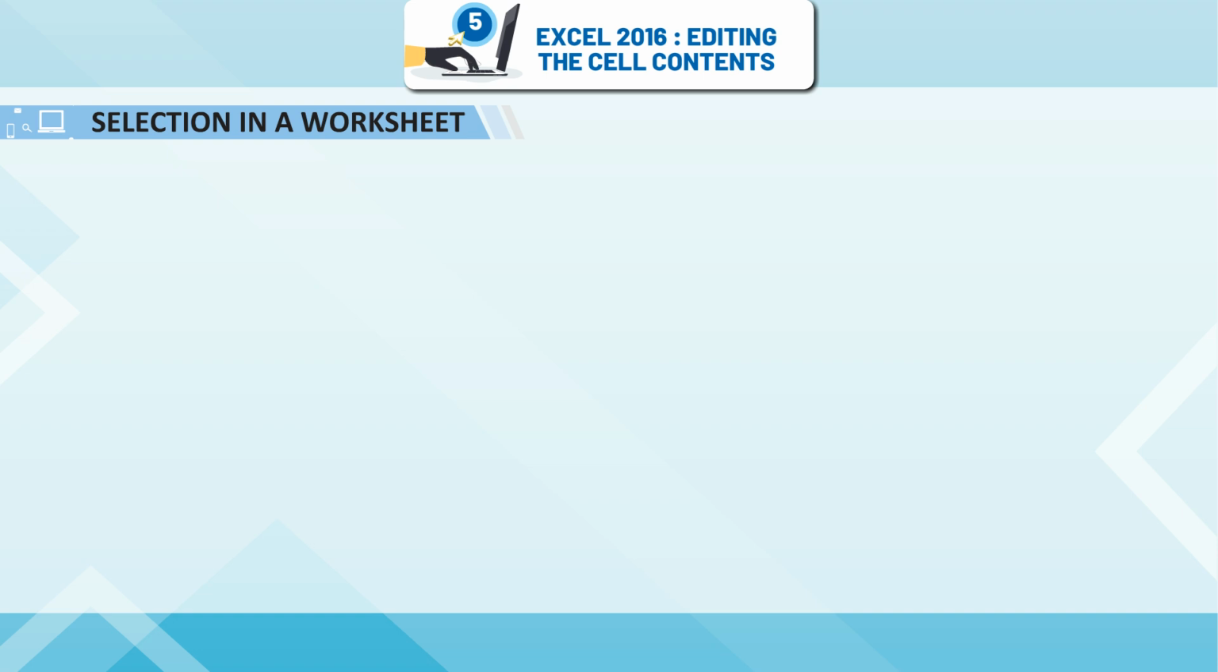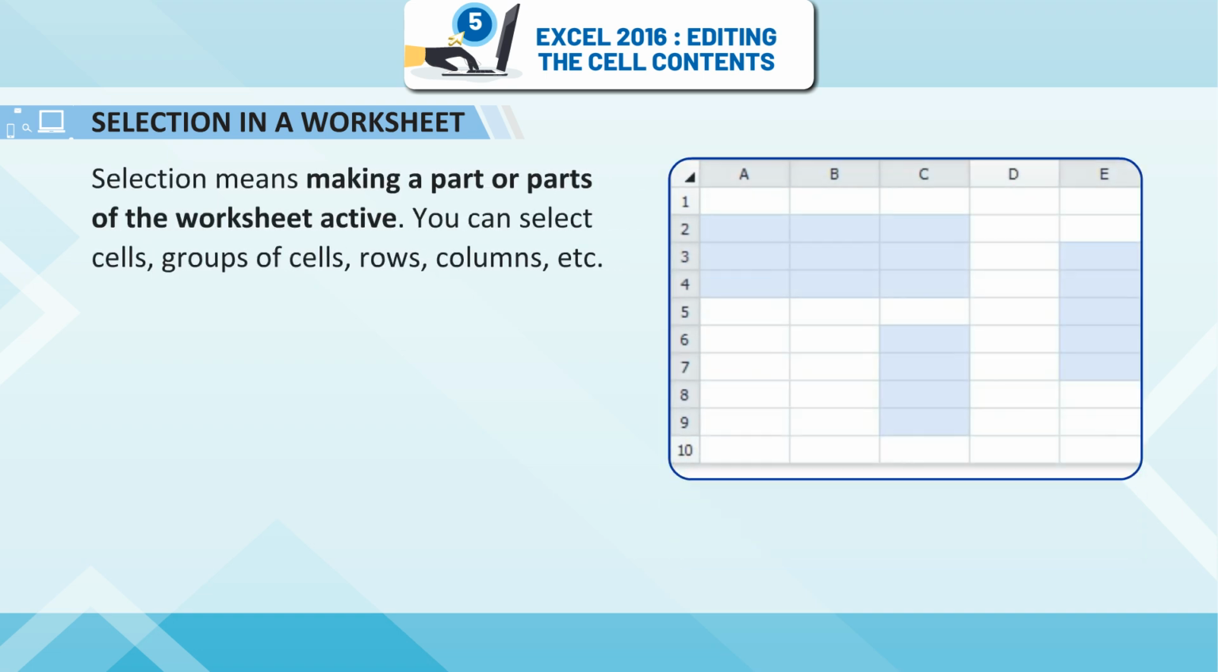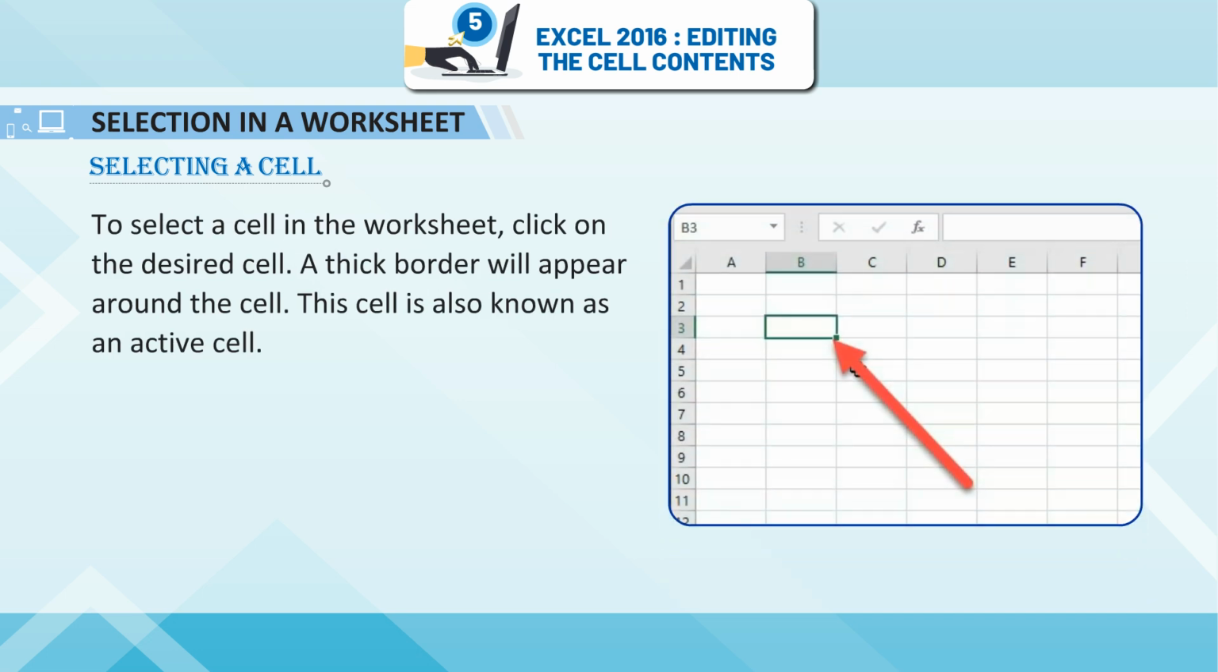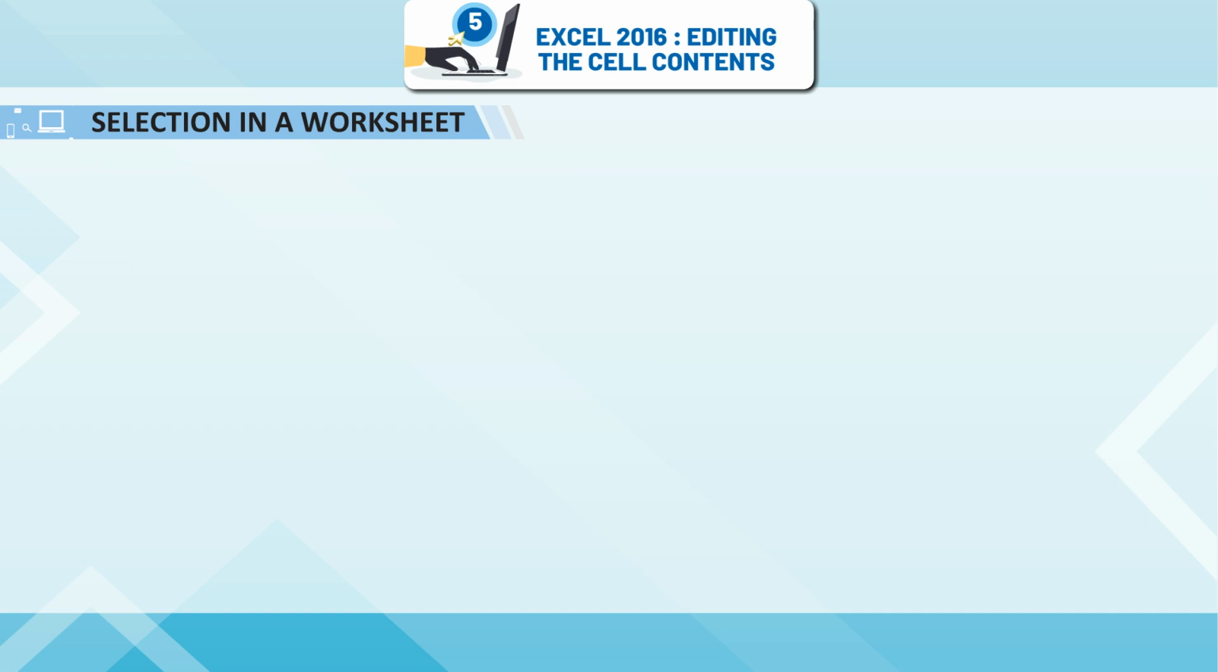Selection in a worksheet. Selection means making a part or parts of the worksheet active. You can select cells, groups of cells, rows, columns, etc. Selecting a cell. To select a cell in the worksheet, click on the desired cell. A thick border will appear around the cell. This cell is also known as an active cell.